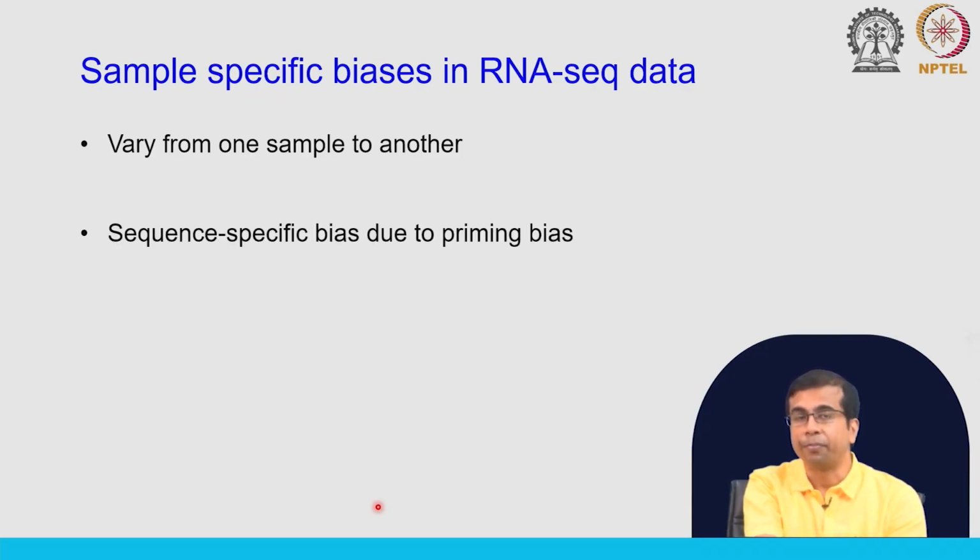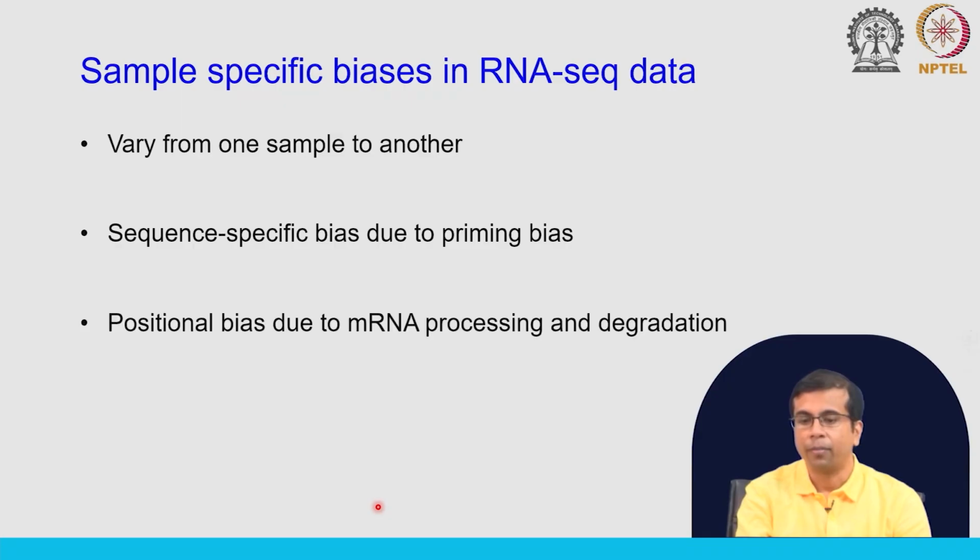You have sequence specific bias, this is due to priming bias, right. So, if you are using random primers, for example in reverse transcription, you will see only certain regions will bind these random primers and be amplified much more efficiently, right. Again, this is something we cannot really do anything about if you are using random primers, and this will lead to something called sequence specific bias, right. So, the regions that bind to these primers will be overrepresented in the RNA-seq library, and the other regions will be poorly represented.